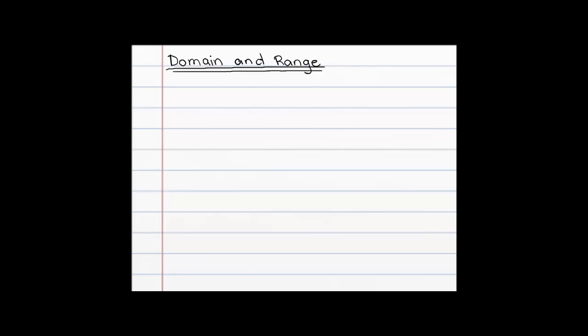This video is going to look at what's called domain and range. Before we look at domain and range, the first thing we're going to talk about is number systems. Basically, there are different types of number systems, and number systems are sets of numbers.